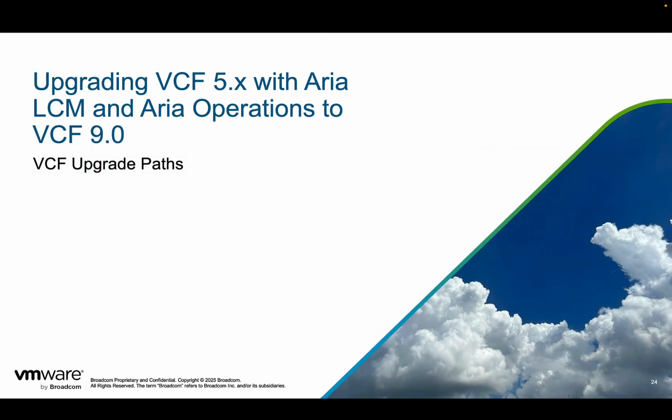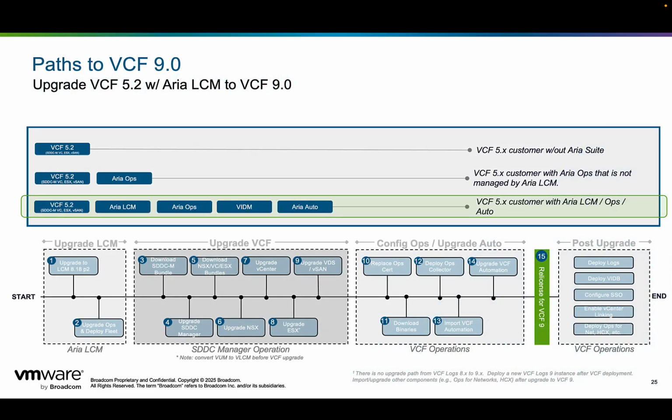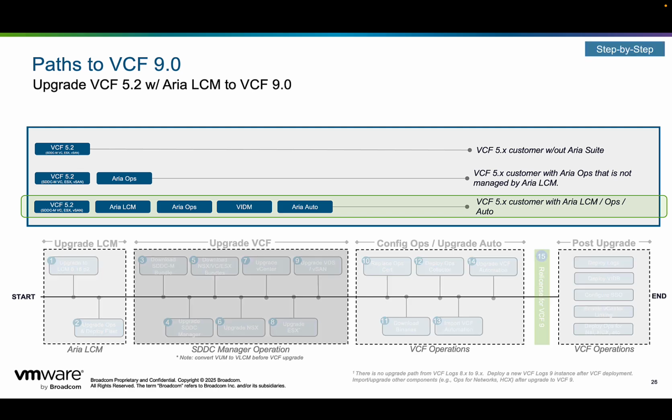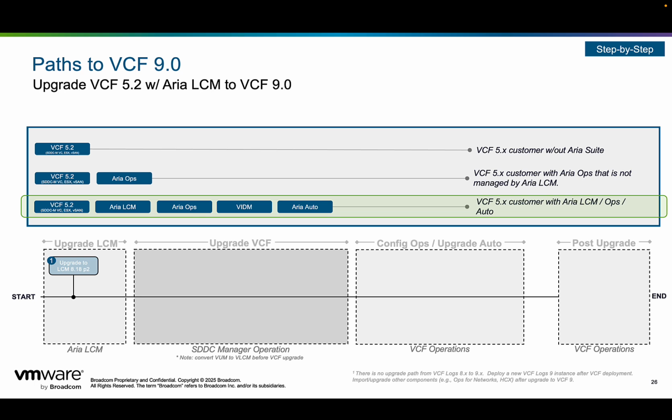In this example, I will show how to upgrade a VCF 5.x environment that is running with the Aria Suite Lifecycle Manager and Aria Operations to VCF 9.0. In this example, we have an instance of the Aria Suite Lifecycle Manager running. As such, we begin the upgrade by first updating the Aria Suite Lifecycle Manager. We need to make sure it's running version 8.18 patch 2 or higher.